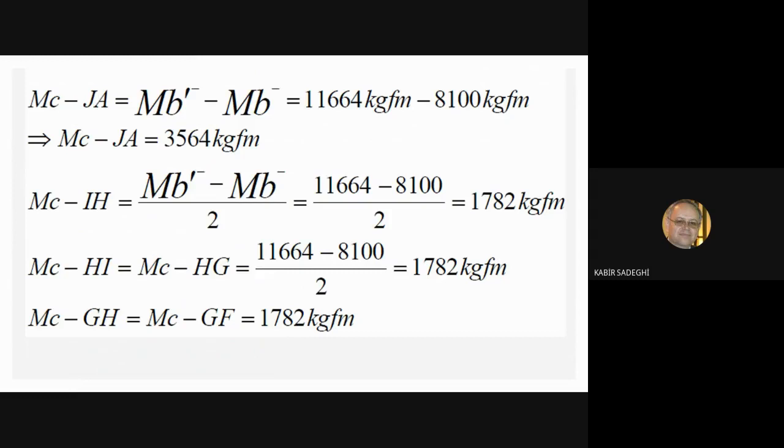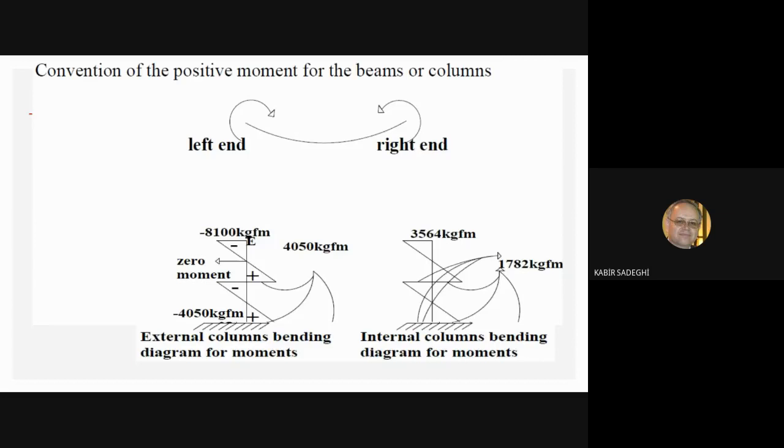Now, let's see what the convention was for sketching the diagram. You remember in slope deflection or in moment distribution, positive moment meant clockwise positive. But here, for sketching the diagram, I told you we use the happy man rule. It is a man who is smiling. His smile is positive, therefore the moment that makes him smile is positive.